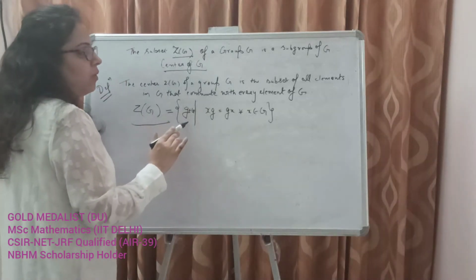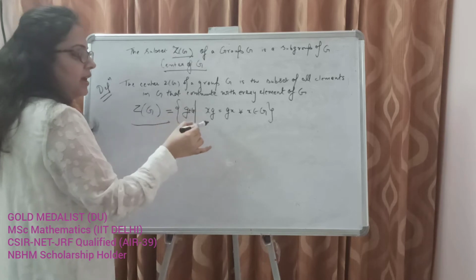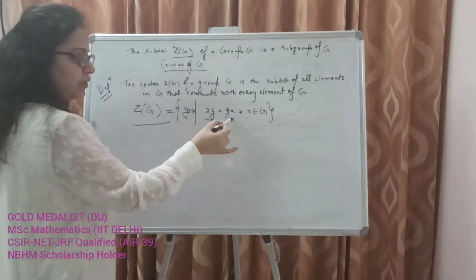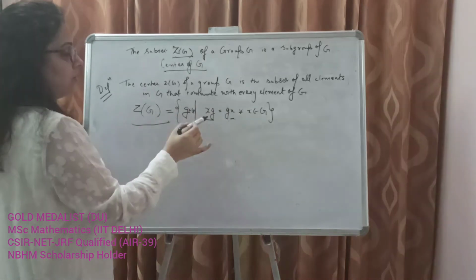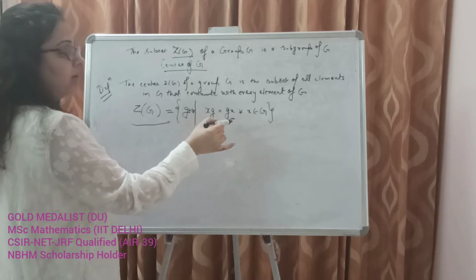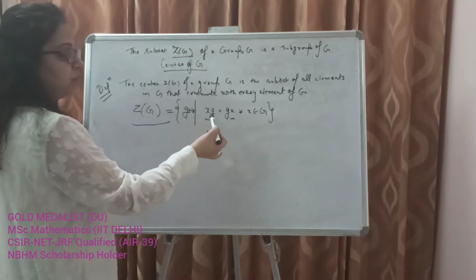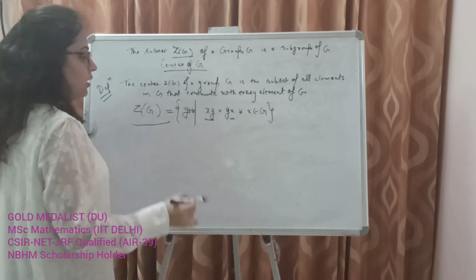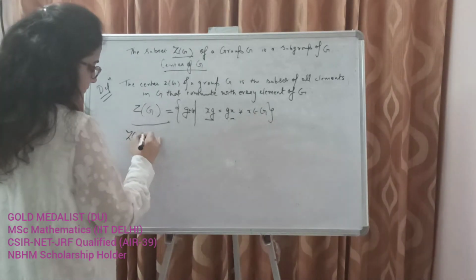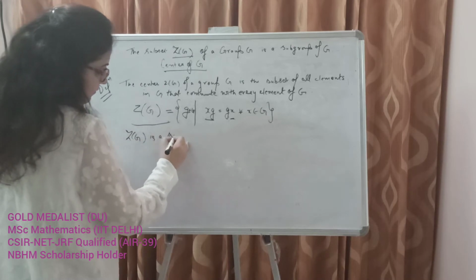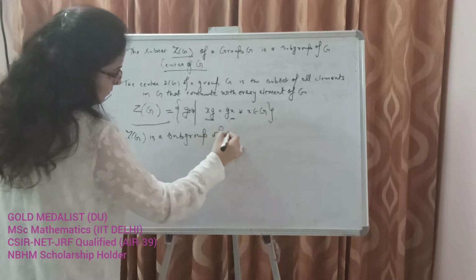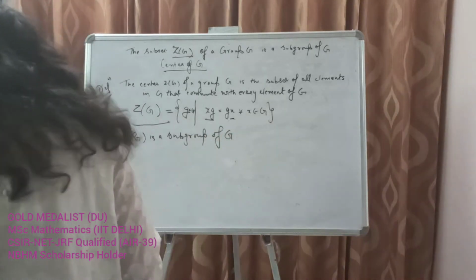This is the set of all elements in G such that xg is equal to gx for all x in G. This is the commutative property. So now when we are saying that gx is equal to xg for all x in G, it means that g commutes with every element in G, right? So we will prove that this is a subgroup of G. Correct?